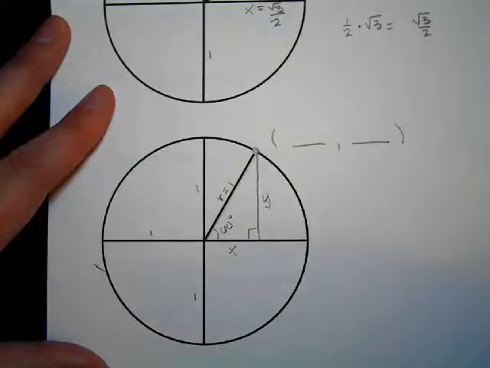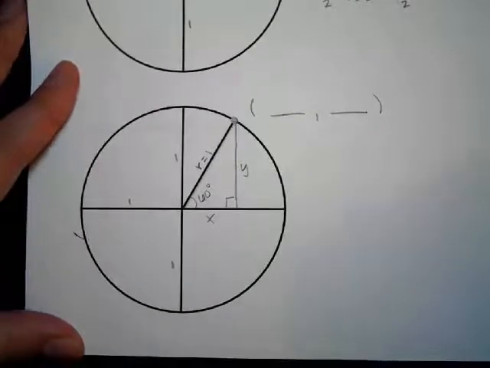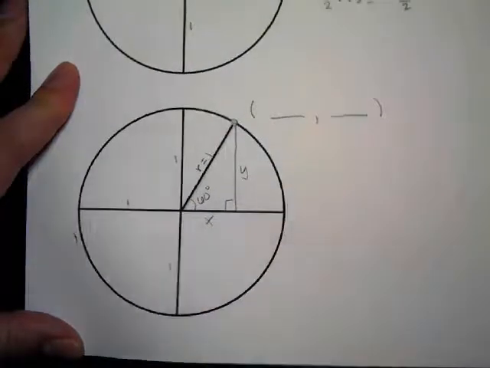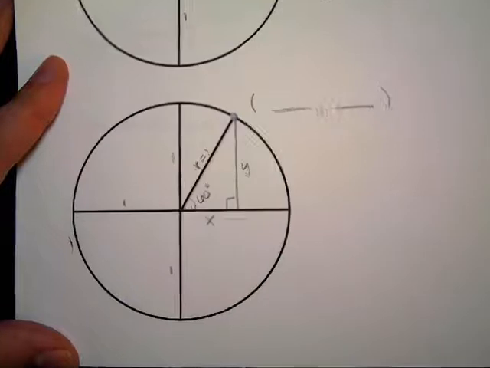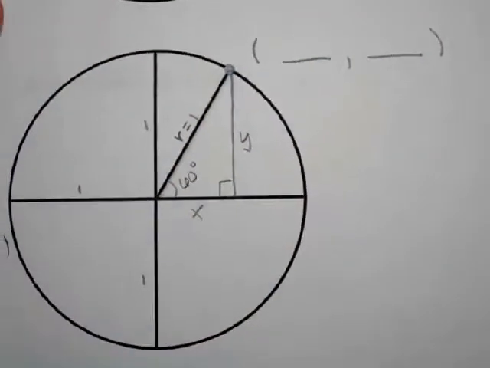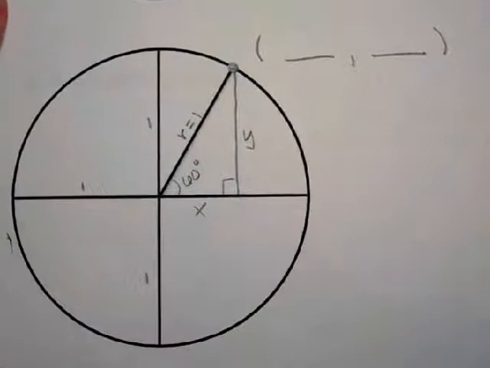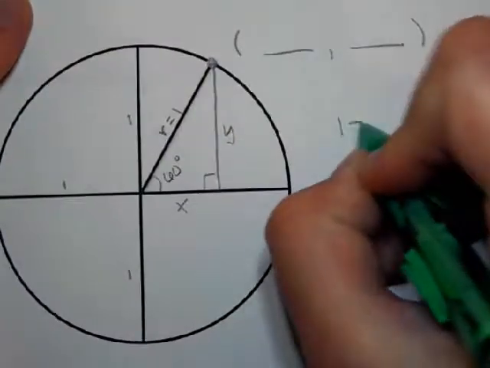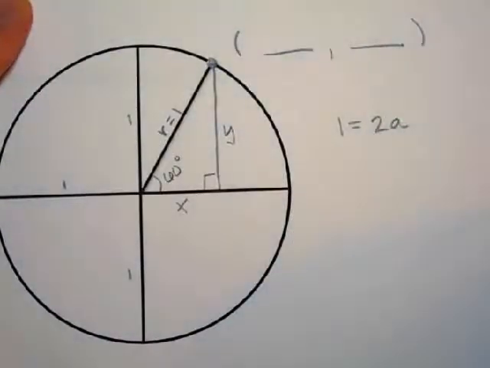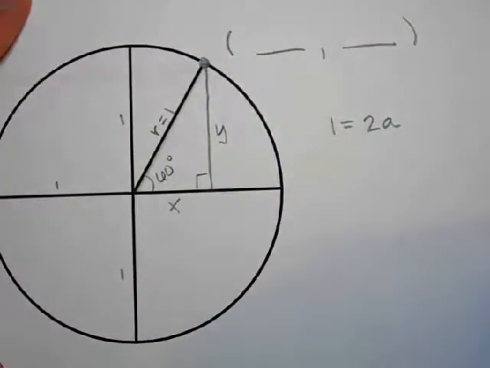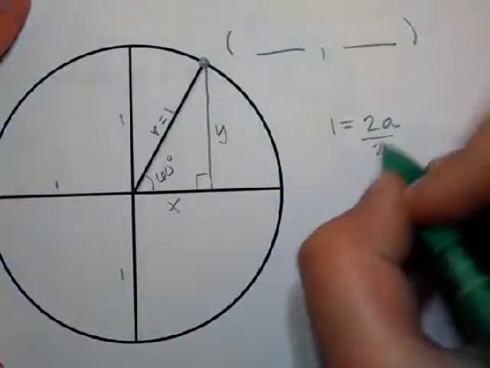So exact same triangle, it's just oriented differently. You guys tracking okay? Okay, so the hypotenuse of 1 still corresponds to what side? Still corresponds to the hypotenuse, so the 1 is still which side? 2a. So we're still going to say 1 equals 2a. And then we're still going to do what? Divide by 2. And we're still going to say a equals 1/2.